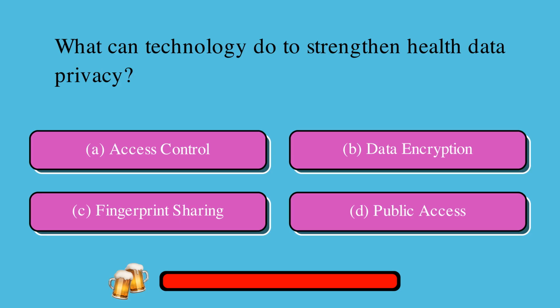What can technology do to strengthen health data privacy? A. Access control, or B. Data encryption, or C. Fingerprint sharing, or D. Public access. The correct answer is A. Access control.